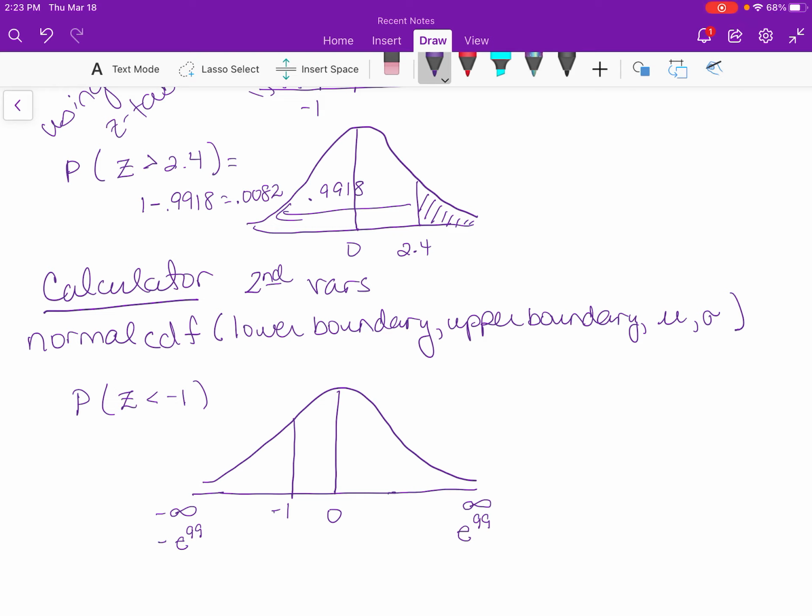So in this situation, if I were to draw the normal curve and shade the area that is less than a z-score of -1, I would use normal CDF. My lower boundary would be negative e to the 99th. My upper boundary would be -1. My mean, because it's talking about z-scores, is 0. And my standard deviation is 1.